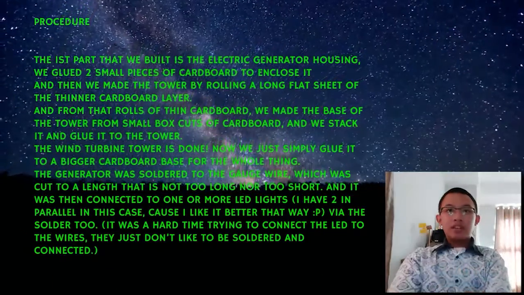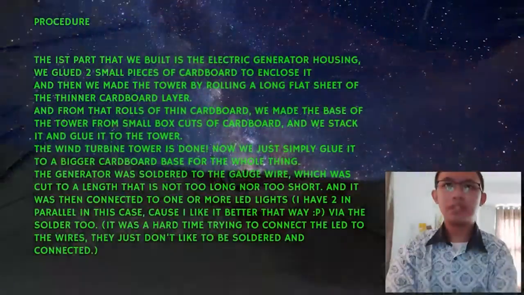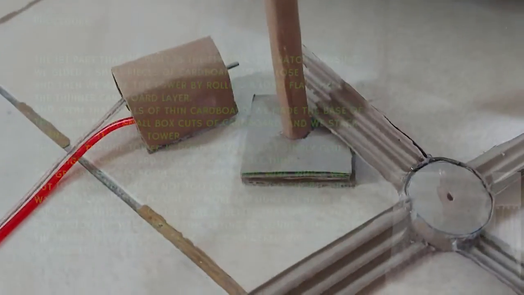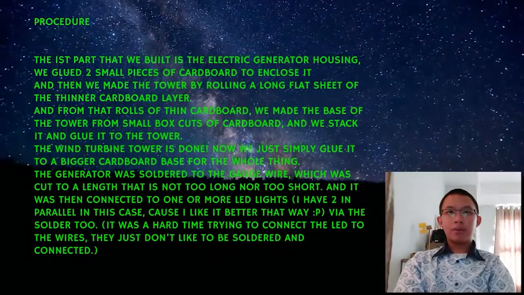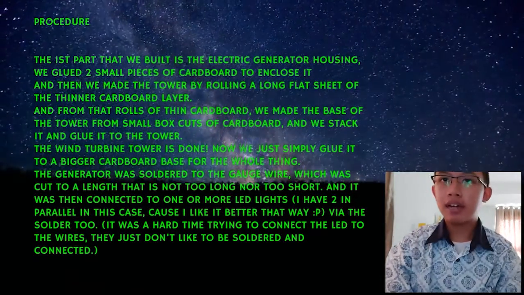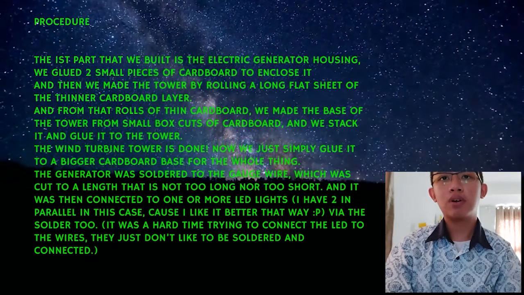The procedure: the first part that we built is the electric generator housing. We glued 2 small pieces of cardboard to enclose it, and then we made the tower by rolling a long flat sheet of thinner cardboard. And from that roll of thin cardboard, we made the base of the tower from small box cuts of cardboard, and we stacked and glued them to the tower. The wind turbine tower is done. Now we just simply glue it to a bigger cardboard base for the whole thing.